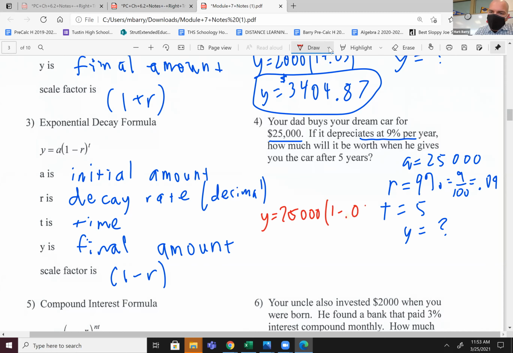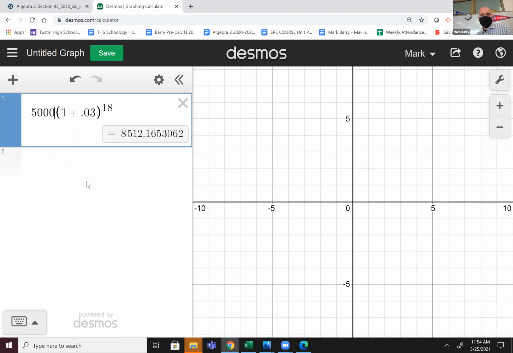Okay, so we're ready to type that in the calculator. So what was that one? 5,000, right? And 1 minus. So what I like about Desmos too is you can just go in and edit your old one. Oh, it's 25,000. Thank you, Ben. Easy fix. So 25,000 times 1 minus 0.09 to the power of 5, and we get 15,680 cents.